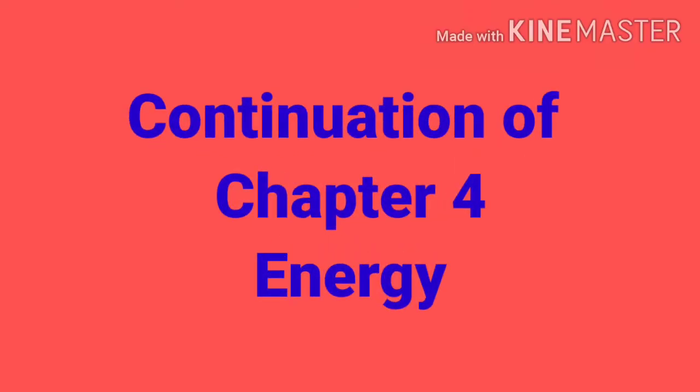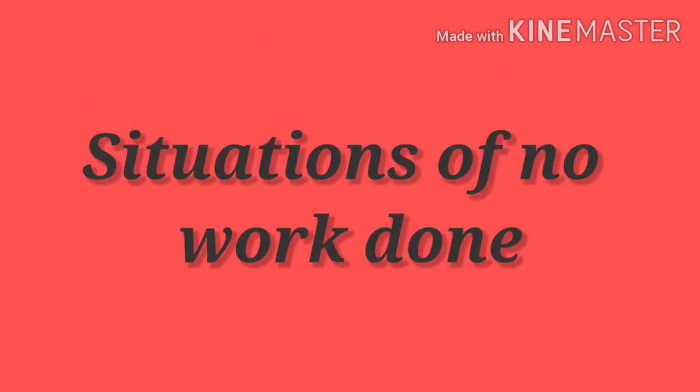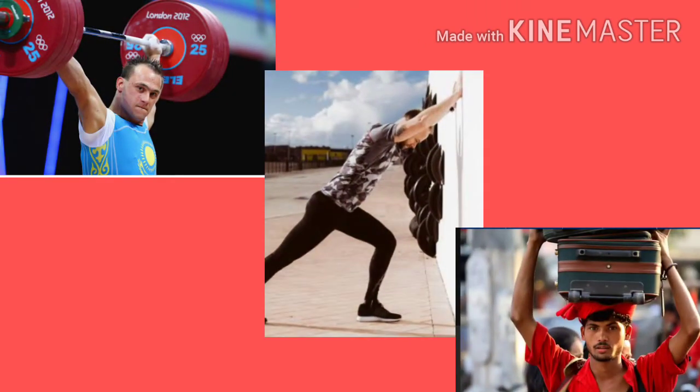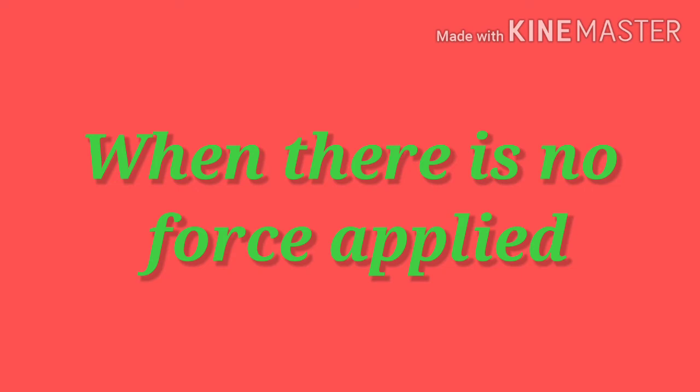Class, in the last video, you learned about the conditions for work to be done. Now the next topic is situations of no work done. The cases which do not fulfill the conditions of work to be done are the situations of no work done. The first situation is when there is no force applied.